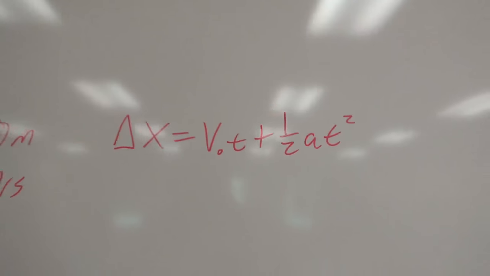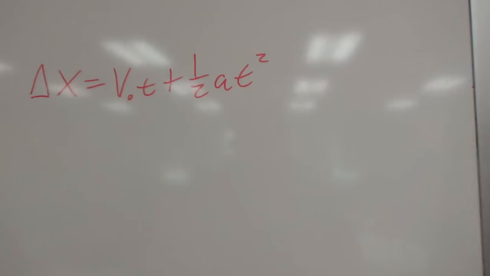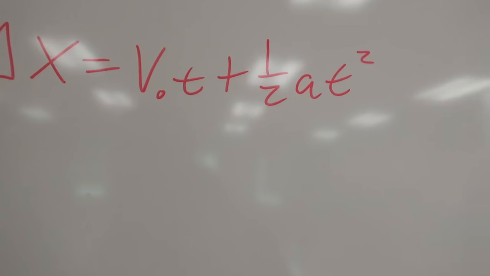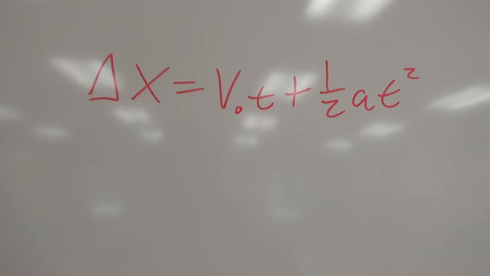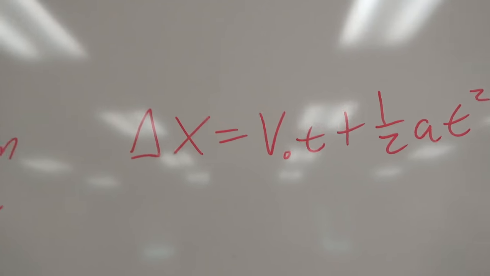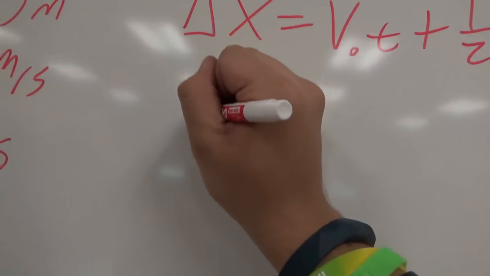Okay? The equations will be given to you at the top of the tests, so the equations will be given to you on the test. Okay? So now I'm going to plug things in. So delta x is 40.